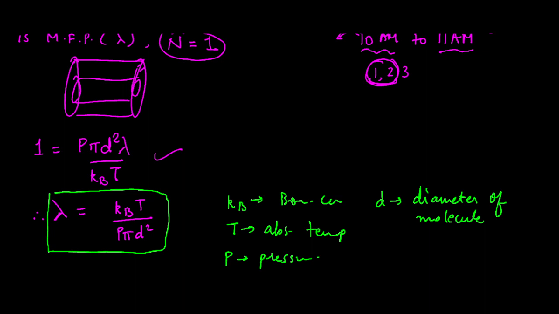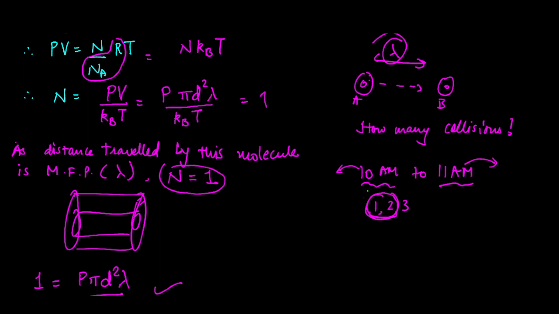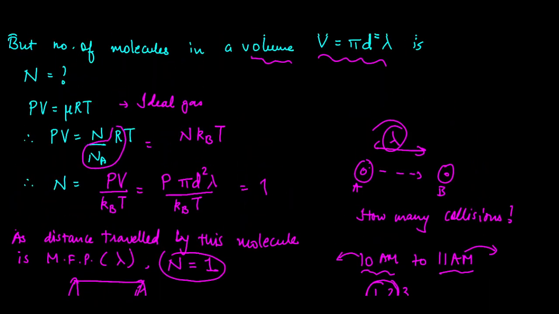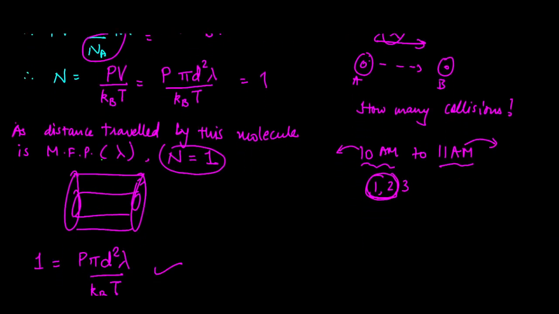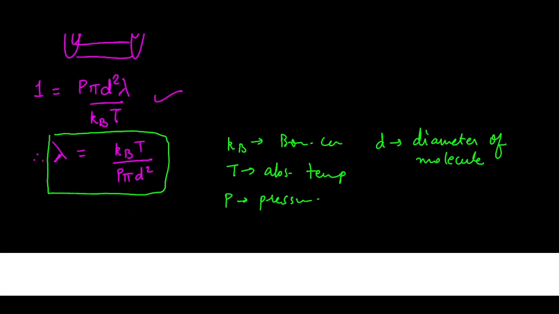So can we put n equal to 2, 3, 4? No, you can't. It's not like you have to write 1, 2, 3, 4. Like I said, in this much volume, it made 1 collision. That's why we are writing 1. If it was 2 collisions, we would not be calling this lambda. Lambda is the distance traveled to make 1 collision. So that's it. This is the formula for the mean free path.